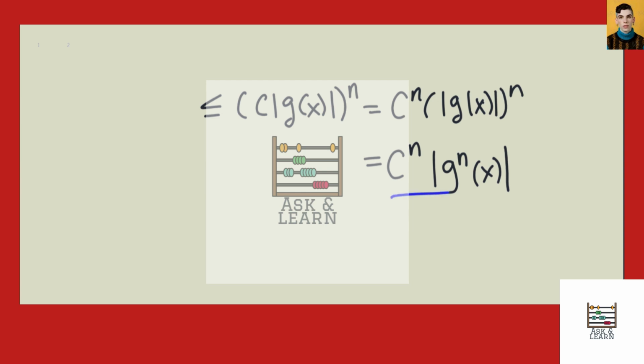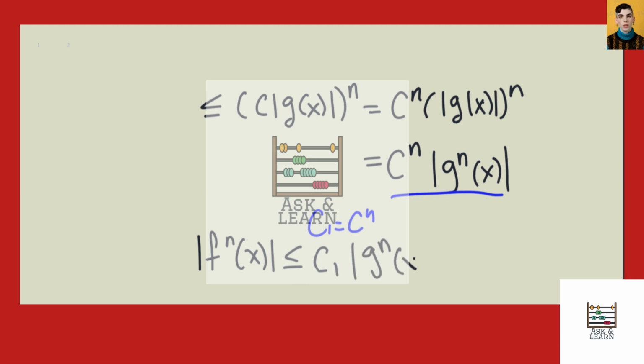But in this form, if we just let c1 equal c to the n, then what we've ended up with is the absolute value of f to the power of n is less than or equal to c1 times the absolute value of g to the power of n. And this is, of course, going to only occur when x is greater than some k. All right, and that will conclude the proof.